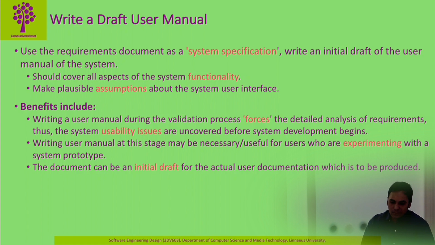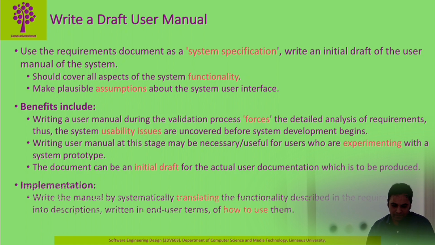And also, this user manual, as I said, can be helpful for the people who are playing with the prototypes, so they can test the prototype based on this draft user manual. And also, this draft user manual can be converted later to a final user manual when the system is delivered. So how to implement this? It's very easy. For each requirement, you have to systematically translate the functionality that was described in the requirements, and you should use end user terms. So you should not use technical terms, since end users will be the final users of this manual. You have to use their general or common terms, and for each requirement you have to explain how to use it from the perspective of the system or the prototype.